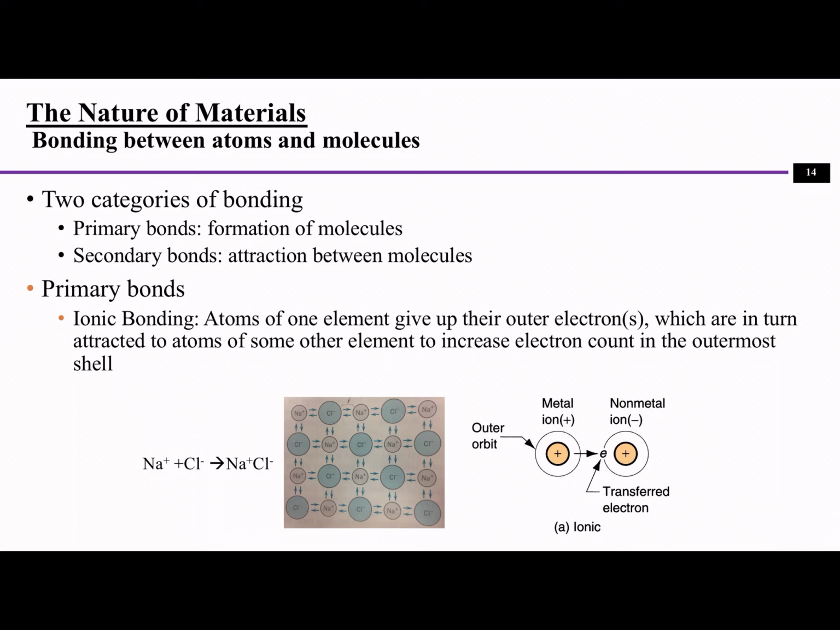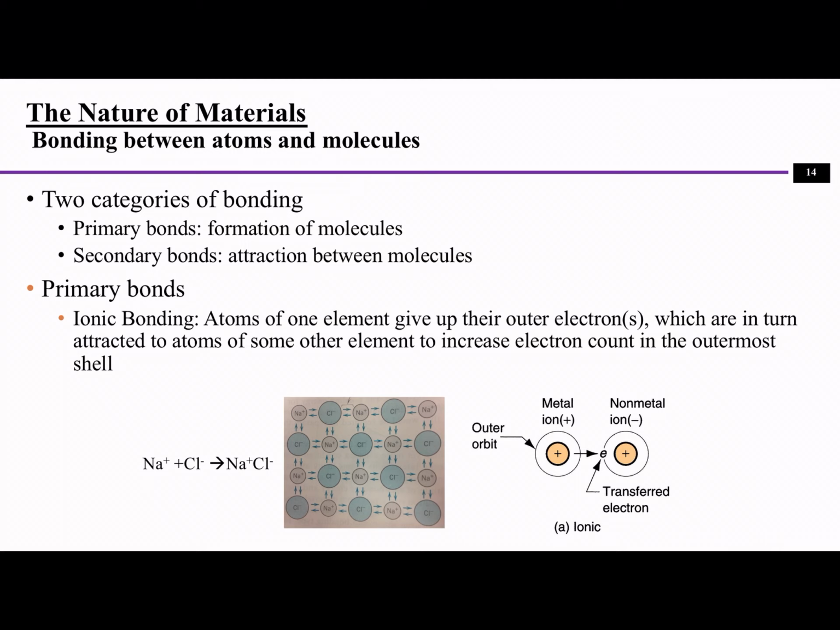Basically, if one atom has not a lot of electrons in the outer orbit, like only one or two, it can easily lose its electron and then be attracted to another atom. Then both atoms are going to achieve a stable state for the outermost shell. In this case, we call it ionic bonding. One gave up and one received.